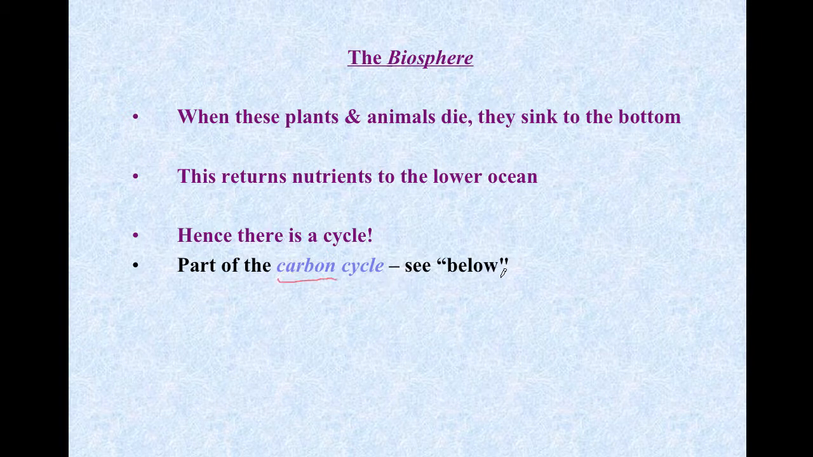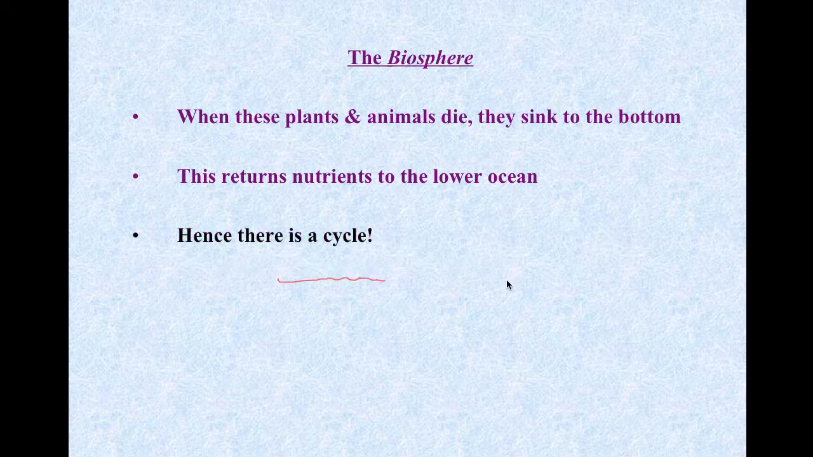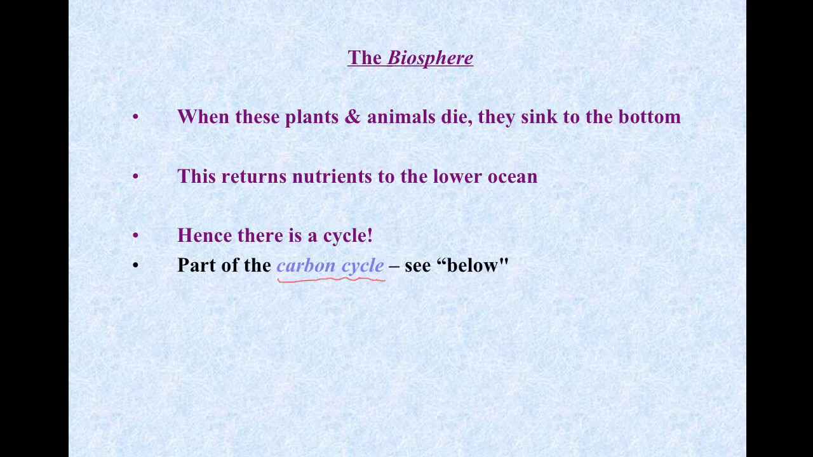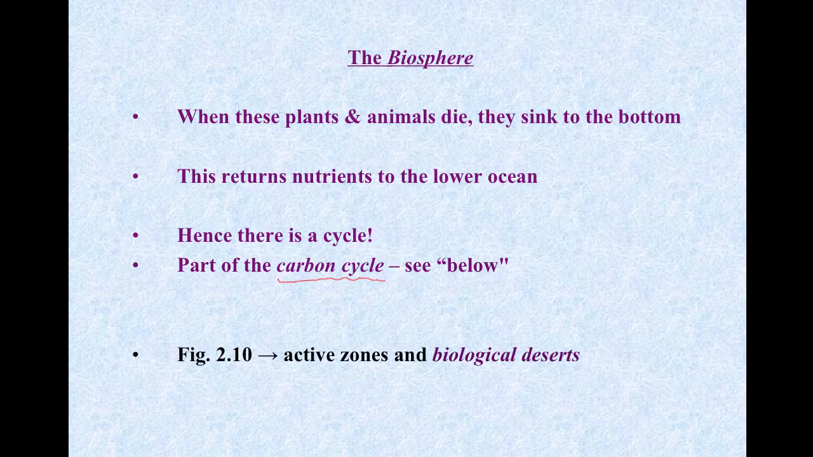When I say see below here, that's a euphemism. It might not be the next slide, it might not be the next clip, but it'll be fairly soon that we're going to get to talk about the carbon cycle. So this cycling of nutrients is part of the carbon cycle. Let's have a look at figure 2.10 in the book, because it tells us about regions of the planet, or at least the oceans, where there's a lot of biological activity. I don't know why the pen is so slow. It's kind of interesting though. And it shows us also that there are things called biological deserts in the oceans.